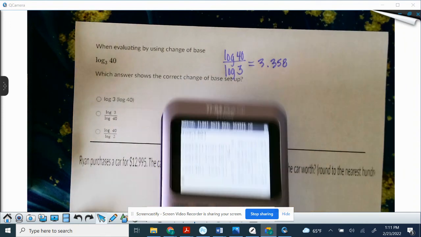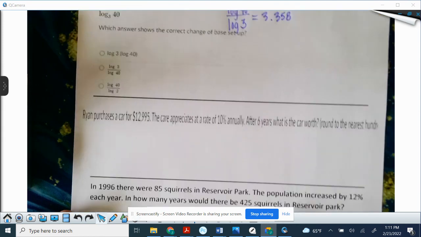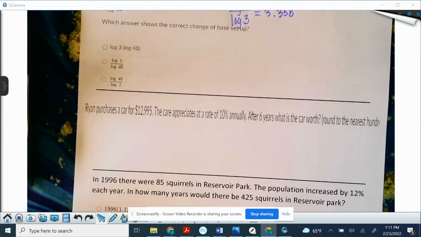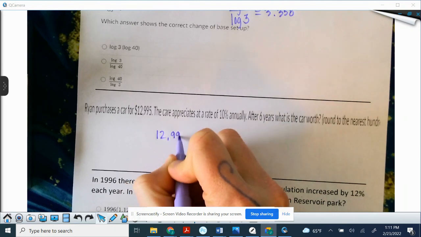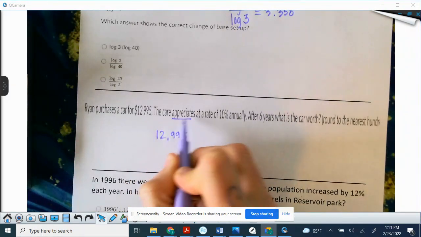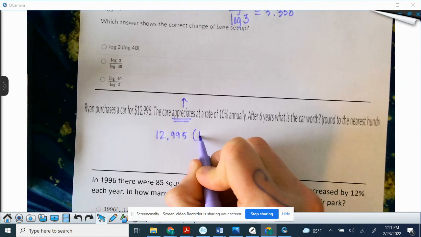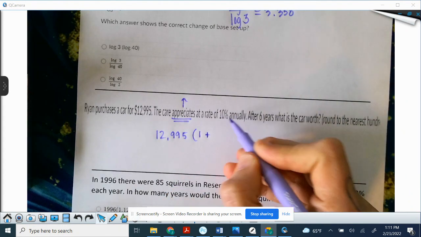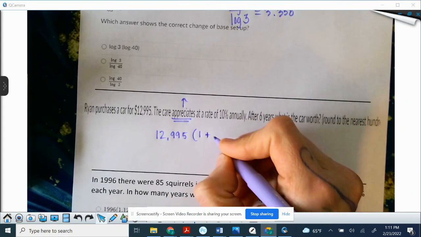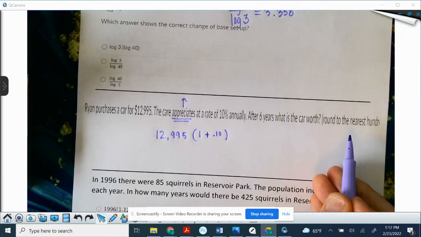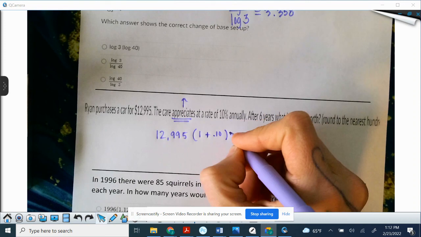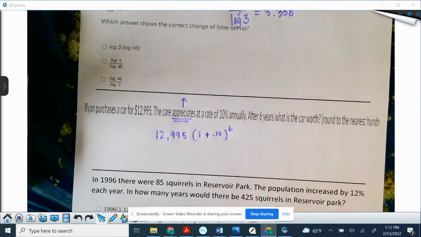All right, we're shooting from the hip on this one. Ryan purchases a car. That's our starting amount. The car appreciates, which means it's going to get more. So that's 1 plus 10% annually, so that's 0.10. After 6 years, what is the car worth? Round to the nearest hundredth. So raise it to the 6th, and we just solve.